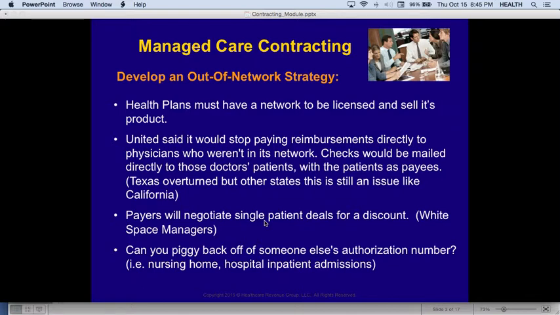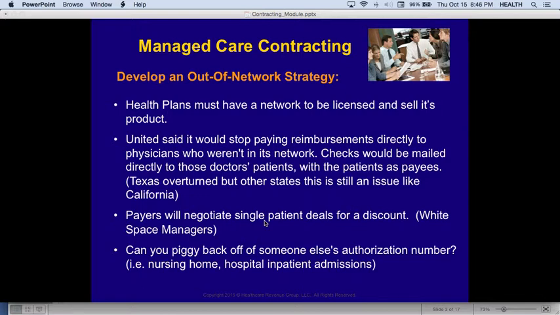So if you are the only provider in that rural market, and they basically have to deal with you because they have to get your dot on their map to be able to pass licensure with the state, they need you. That would be a reason you don't want a contract, or if you do get a contract, start negotiating those rates.